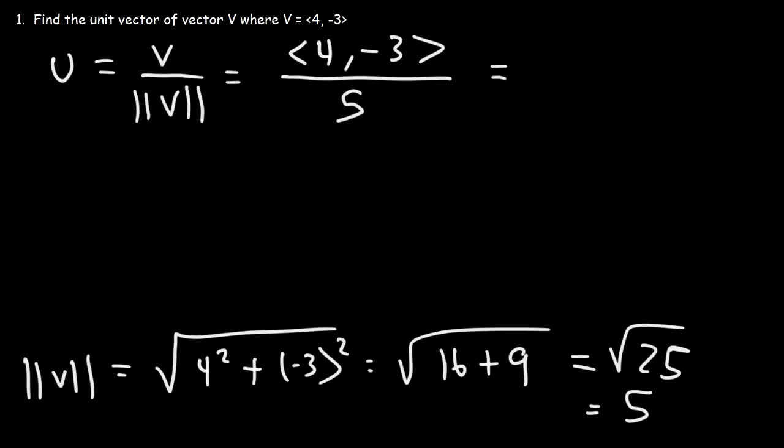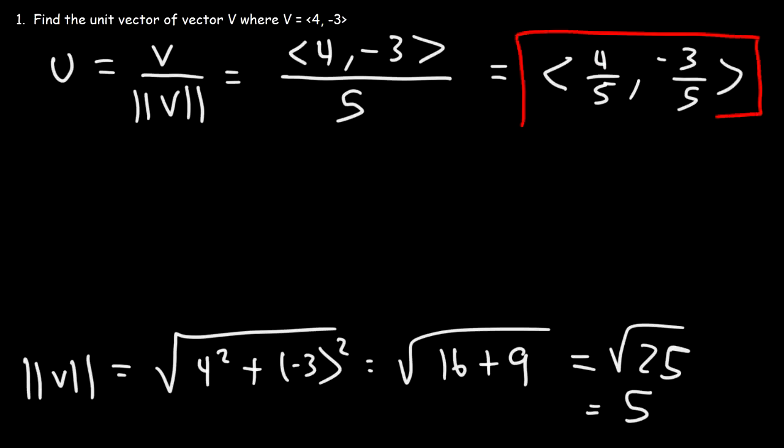So we're going to divide each number by 5. So the unit vector is going to be 4 over 5, comma, negative 3 over 5. So that's a quick and simple way of finding the unit vector of another vector.